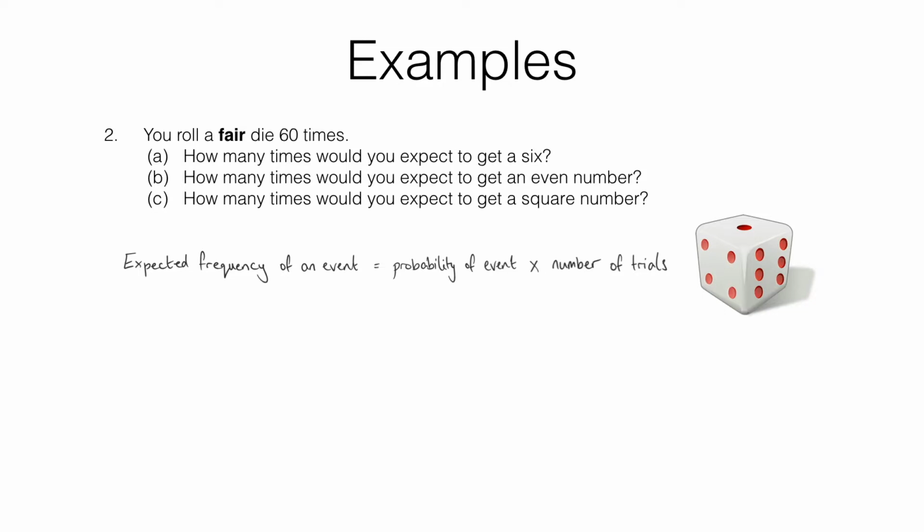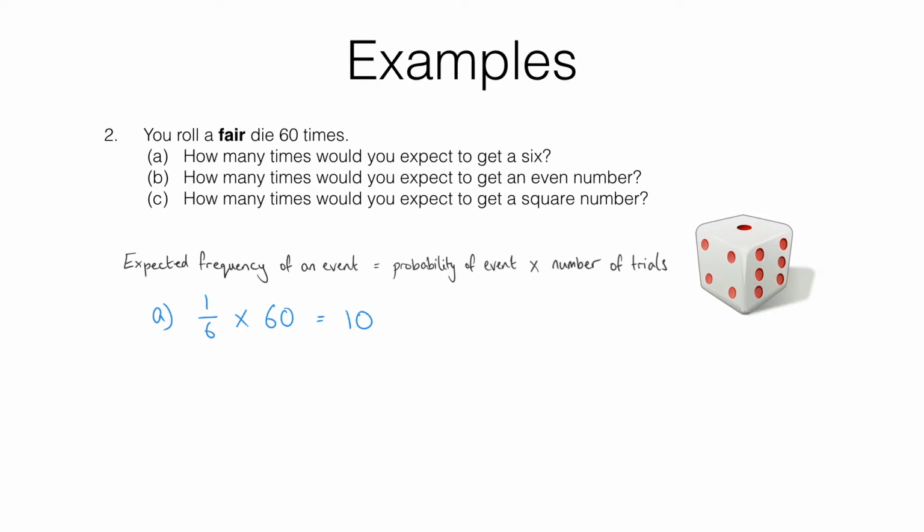For part A then, we would expect the 6 to show up 1/6 of the time, and we're rolling this 60 times, so the calculation we would want to do is 1/6 times 60, and 1/6 of 60 is 10.